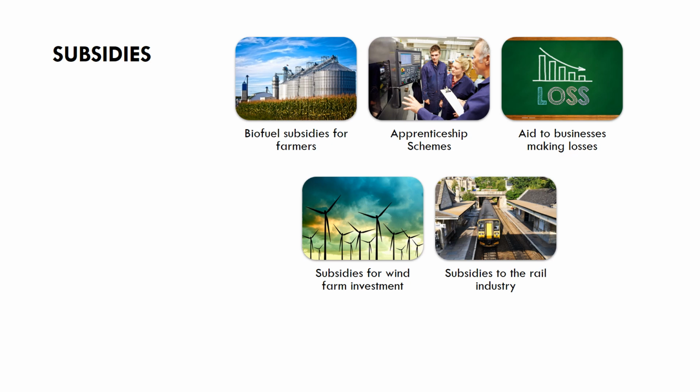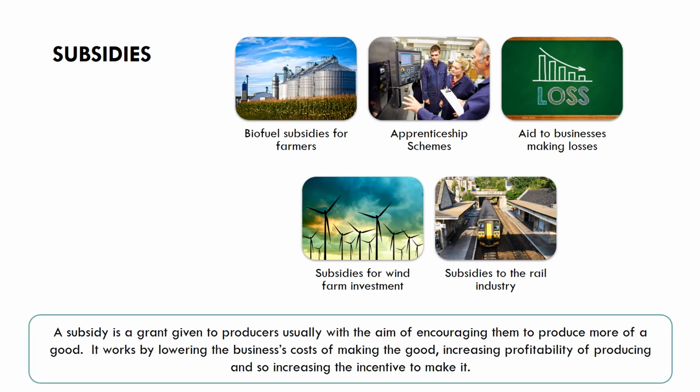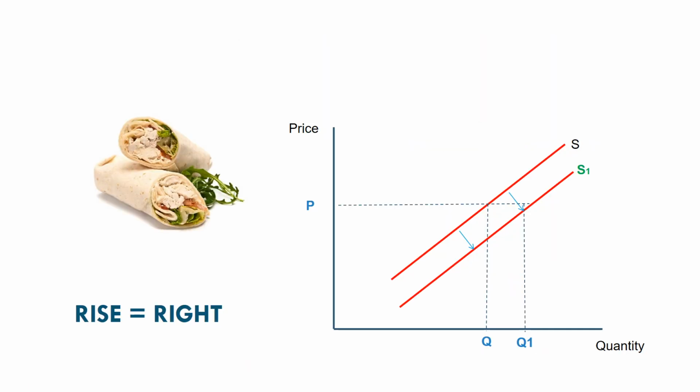Subsidies are the opposite. This is where the government doesn't take money from businesses, but gives money to businesses. And these are some examples. These would lower businesses' costs, increasing their profits and making them more likely to produce these products, increasing supply, shifting it to the right. So this would be an example here of a subsidy for wraps if we were a wrap maker. A subsidy would lower costs to the business and shift supply to the right.